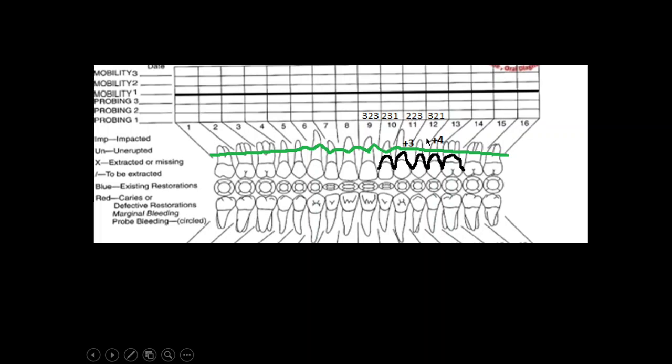But we need to know the attachment loss. So to get the attachment loss, it equals the amount of recession plus the pocket depth. So we will write plus 3. Plus 3 indicates that the recession here is 3 millimeters. So the attachment loss is 2 plus 3. That will be different in the case of enlargement.